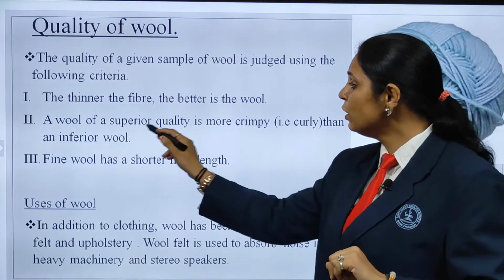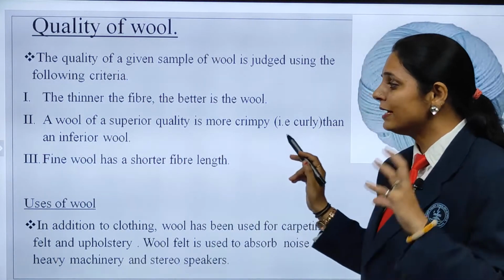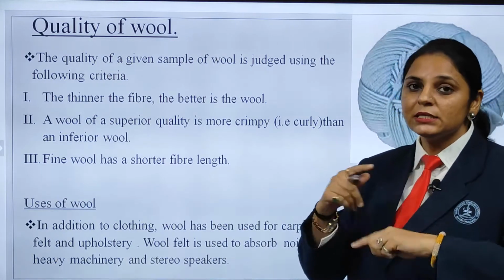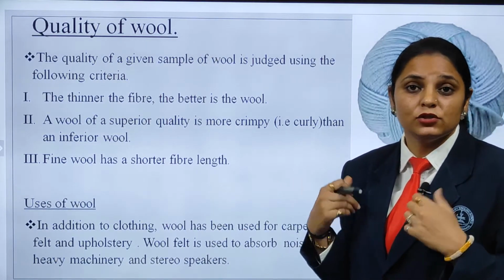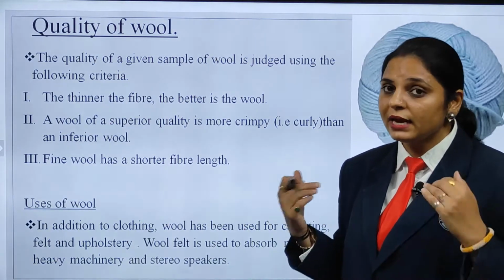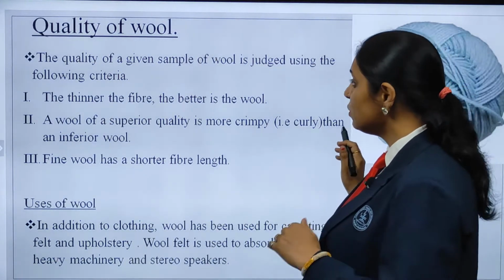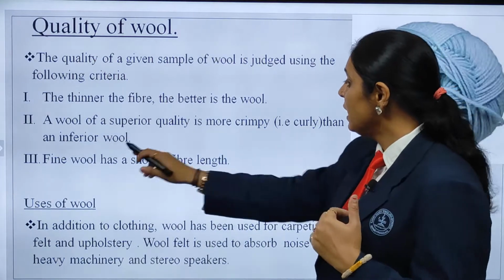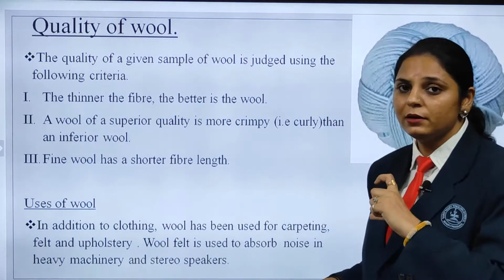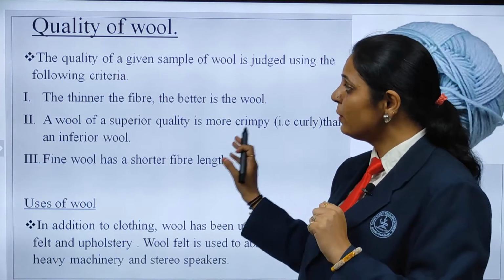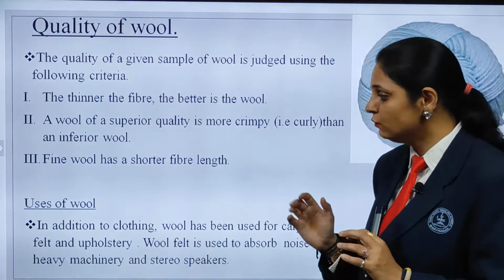A wool of superior quality is more crimpy. Crimpy means curly. If the wool is more curly, that means it is of good quality. If it's straight, it has less quality. It is not as good as the other. And the fine wool has a shorter fiber length. So this is the way you can judge the quality of the wool.